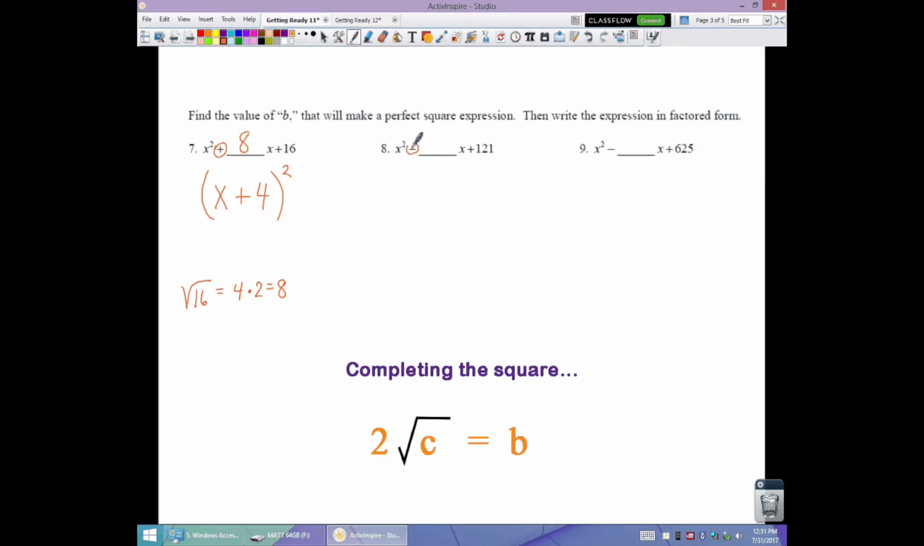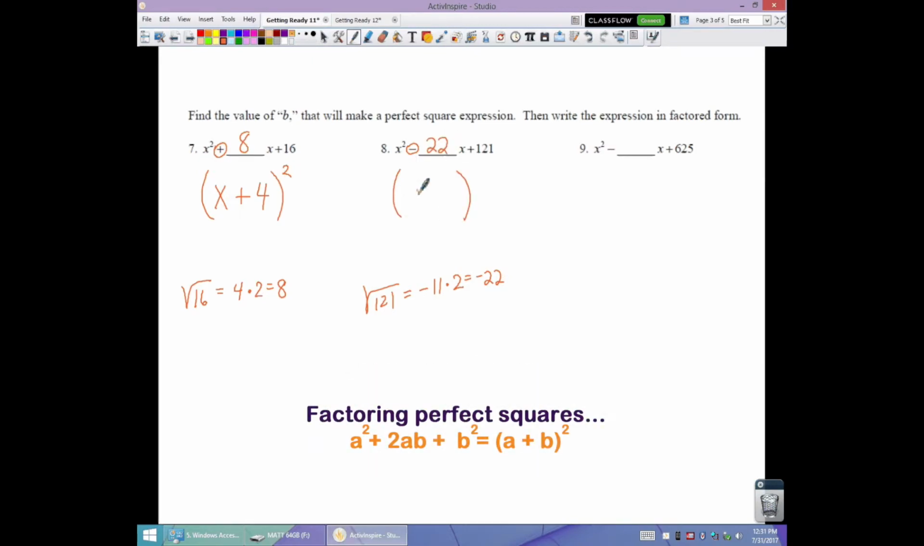In number 8, that sign is negative, so when I start by taking the square root of 121, this time I know I want it to be -11. Okay, but again, that was half of the number, so I'm going to multiply that by 2 and know I need -22 in there. My factored form would be x, half of -22 is -11 squared.